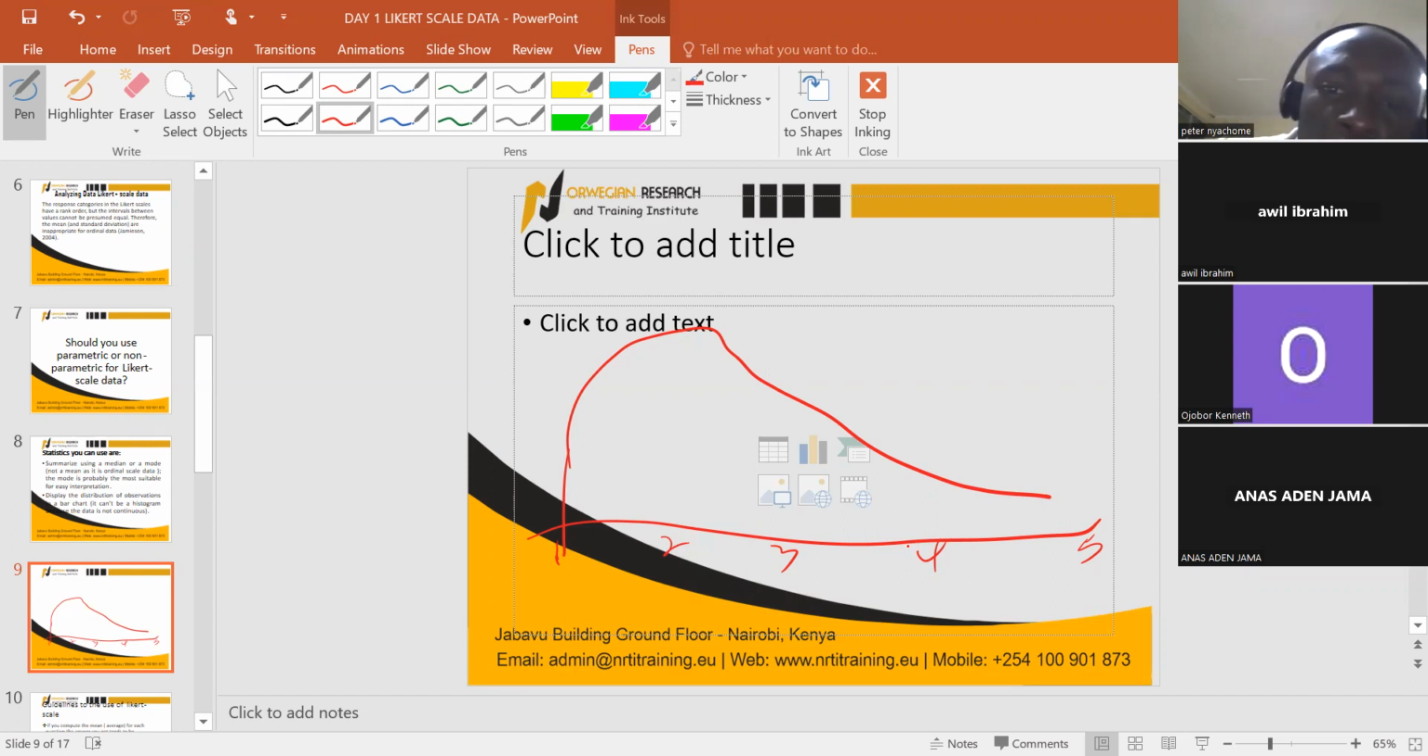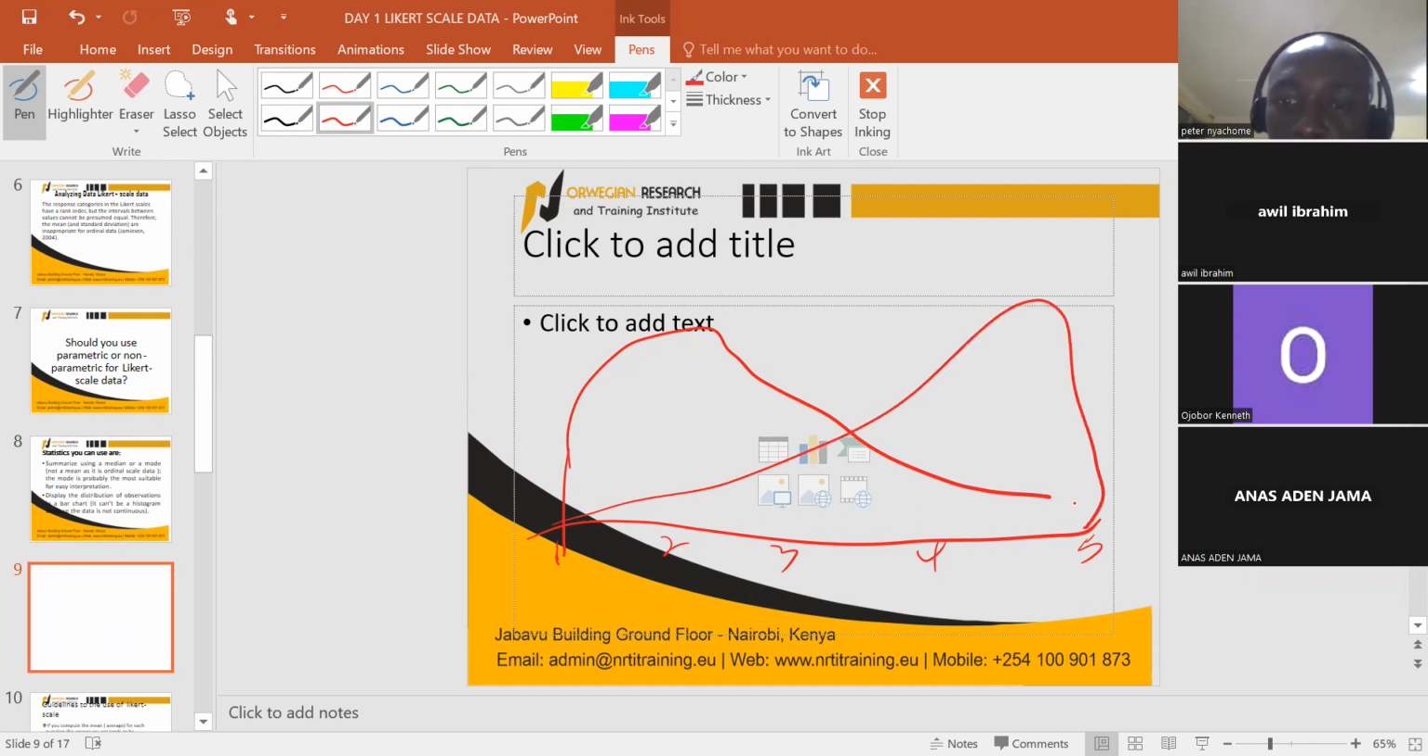But now, if it is positively skewed, then you are going to see something like this. The concentration will be from strongly agree. We have a positively skewed distribution. This is the phenomenon that you expect often, since the people we are trying to collect information from have similar experience.